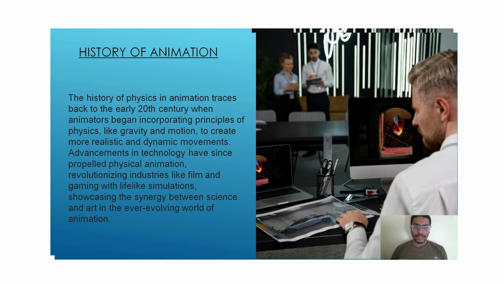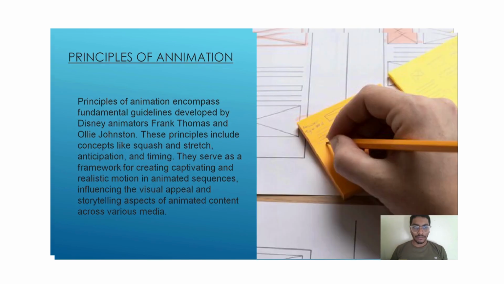The history of physics in animation traces back to the early 20th century when animators began incorporating principles of physics like gravity and motion to create more realistic and dynamic movements. Advancements in technology have since propelled physics animation, revolutionizing industries like film and gaming with lifelike simulation, showcasing the synergy between science and art in the ever-evolving world of animation.